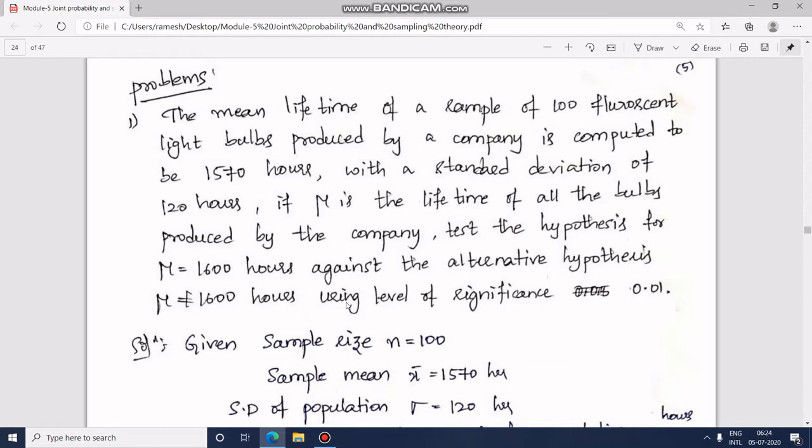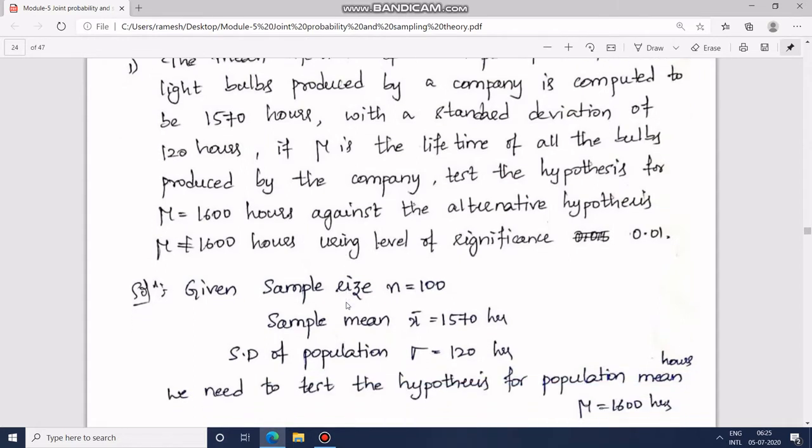The mean lifetime of a sample of 100 light bulbs produced by a company is computed to be 1570 hours with a standard deviation of 120 hours. If mu is the lifetime of all the bulbs produced by the company, test the hypothesis mu is 1600 hours against the alternate hypothesis mu is not equal to 1600 hours using the level of significance 0.01. That is, in this problem, we need to test the hypothesis at 1% level of significance.